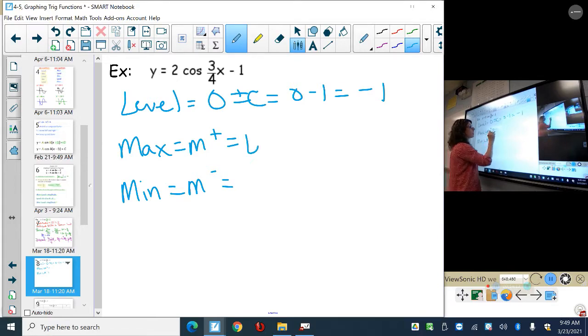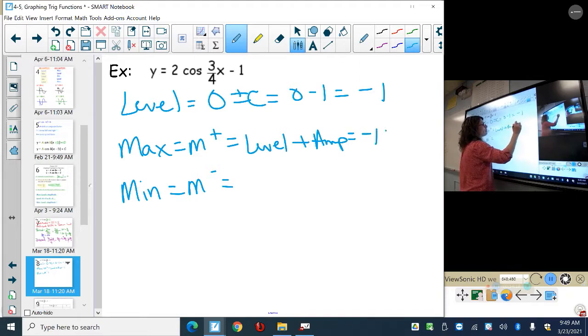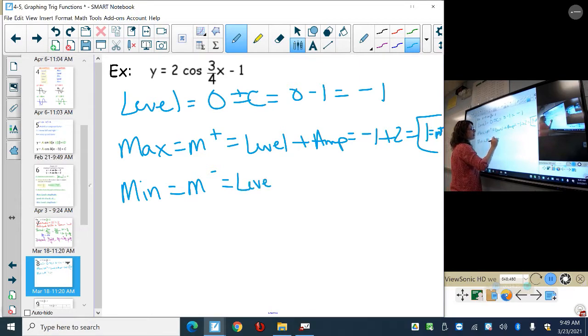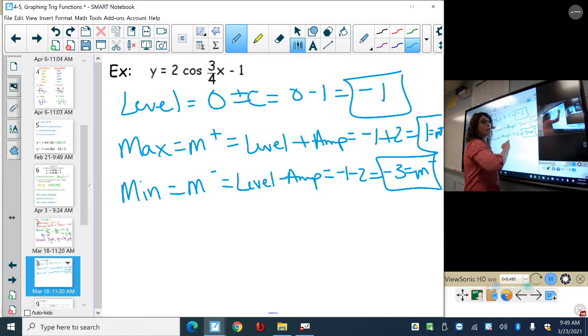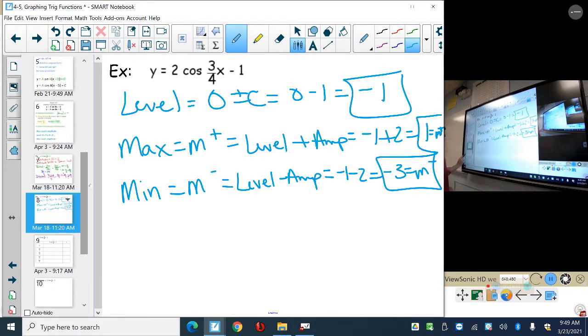My maximum is going to be my level plus my amplitude. So that's going to be -1 plus 2, which is 1. And that's my maximum. Then my minimum is going to be my level minus my amplitude. So that's going to be -1 minus 2, which is -3. So the only values that I should have for my y coordinates are going to be -1, 1, and -3. If they are not -1, 1, and -3, then I have screwed up, and we need to make sure that we are correct. So the next thing we're going to do is make an xy table.